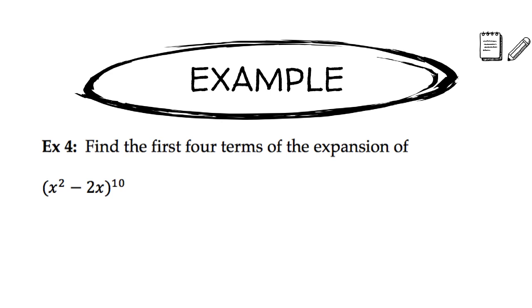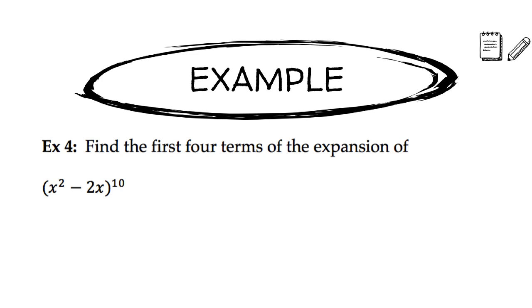In this example, you can see how things might start to get a little bit tricky, because we're asked to expand (x² − 2x) raised to the 10th power. Not only do I have a minus sign and a coefficient of 2 on the second term, but both the first term and the second term have expressions of x. So we should be very careful here about the first 4 terms.